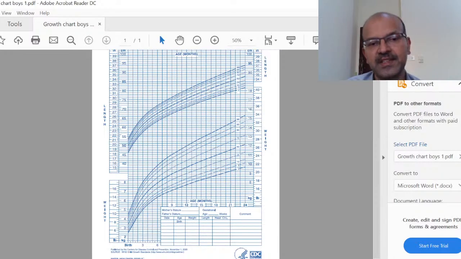3rd centile means only 3% of the babies are below that particular weight range, and if you say 50th percentile, 50% of the babies are below that, and 50% are above. So that's what we call the average.